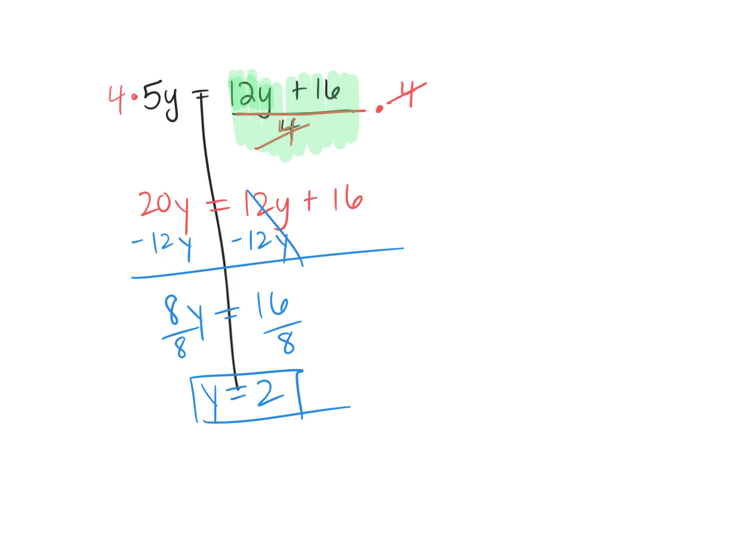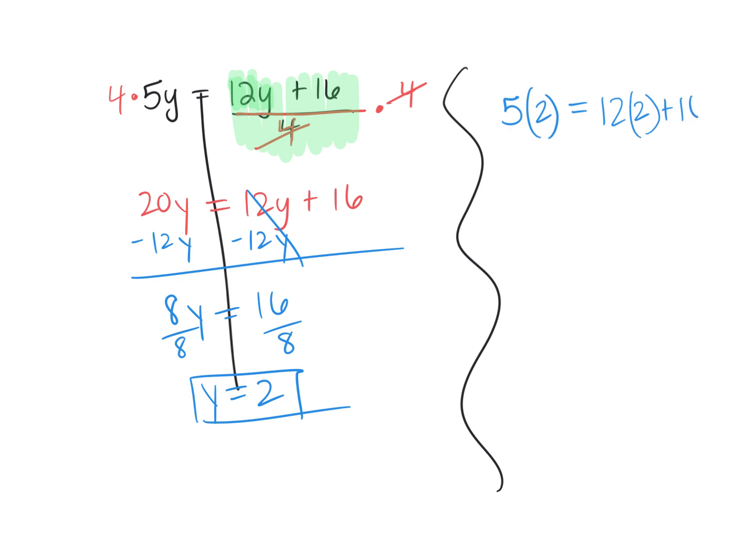All right, I will show a check on this one, so let's just do a quick check here. For your check, you need to rewrite the original problem. So it said 5, and then it said y, which we got 2, equals, and it said 12. Instead of a y, I put a 2, plus 16 over 4. I want to work this out and see if I get the same thing on both sides. Well, the first side's easy, that's 10. The second side, I need to do some work.